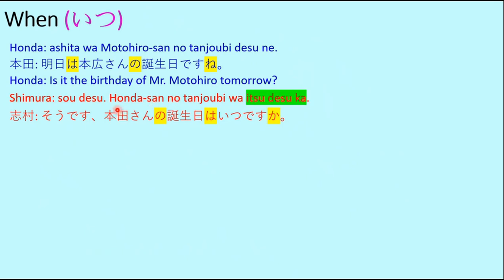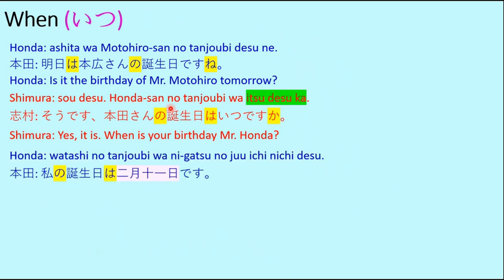Then he asks Honda-san the same question: when is the birthday of Honda-san? Yes, it is. When is your birthday, Mr. Honda? So first Honda-san asks Shimura-san if tomorrow is the birthday of Motohiro-san. Shimura-san says, yes, it is the birthday of Motohiro-san tomorrow. But when is your birthday, Mr. Honda? He asks the same question to Honda-san.